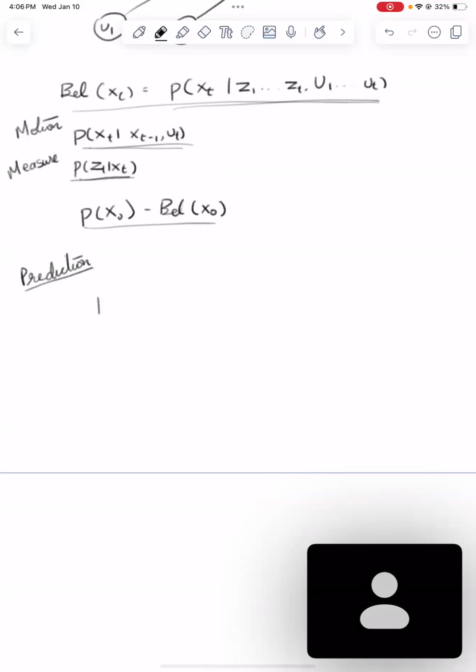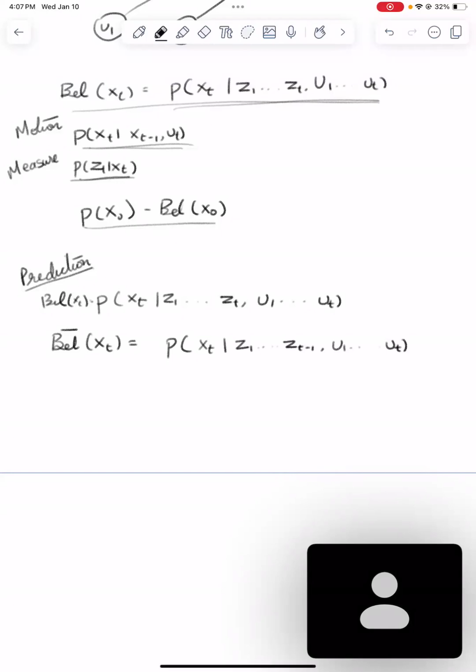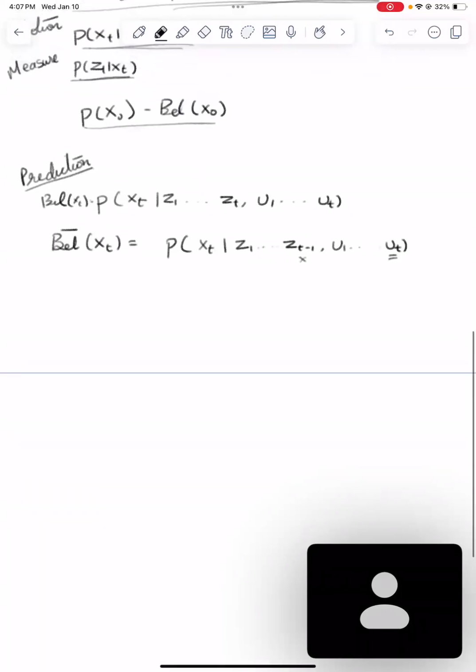So the way to get to prediction is to go from P of xt given z1 to zt and u1 to ut, which we call belief, and define a slightly different entity, which we'll call belief bar. Belief bar is P of xt given z1 to zt minus 1 and u1 to ut. So it's taking into account the last action, but not the last measurement. Belief bar is when you take an action, but not a measurement. Let's first express belief bar in terms of belief xt minus 1, which is P of xt minus 1 given z1 to zt minus 1 and u1 to ut minus 1.